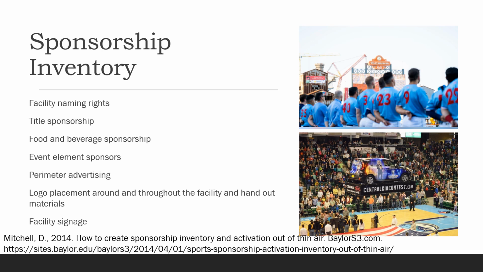you find a way. Facility naming rights, such as the perimeter advertising logo placement around and throughout the facility and handout materials, as well as facility signage. You can see here that Kia hung a Kia vehicle from the ceiling in order to accommodate the increase in sponsorship level.